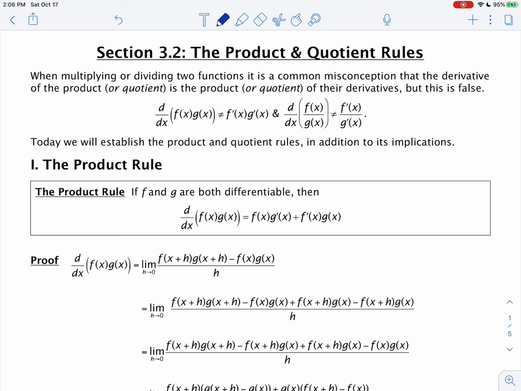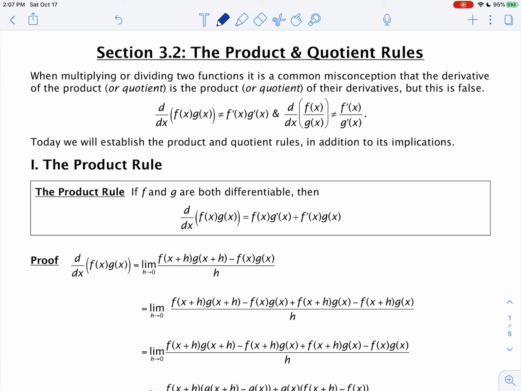Okay, so let's be clear. We're going to come up with two different rules for the derivative of a product and the derivative of a quotient, and we want to be clear that the derivative of a product is not the product of the derivatives. You must use the product rule. And the derivative of a quotient is not the quotient of the derivatives.